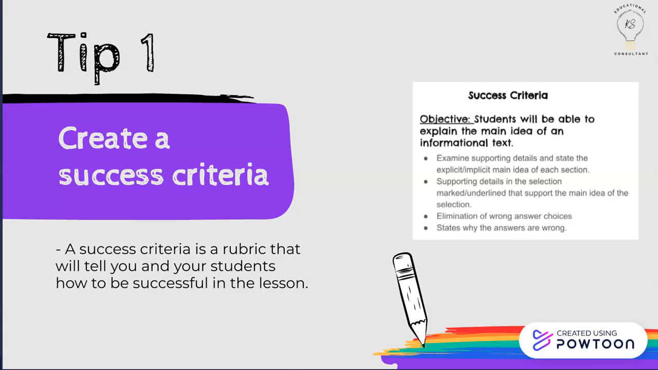You can see this example of a success criteria for the objective of explaining the main idea of the text. Students will be successful if they examine supporting details and state the explicit and implicit main idea of each section, if they mark supporting details that support the main idea of the selection, if they eliminate wrong answer choices, and if they state why the answers are wrong.